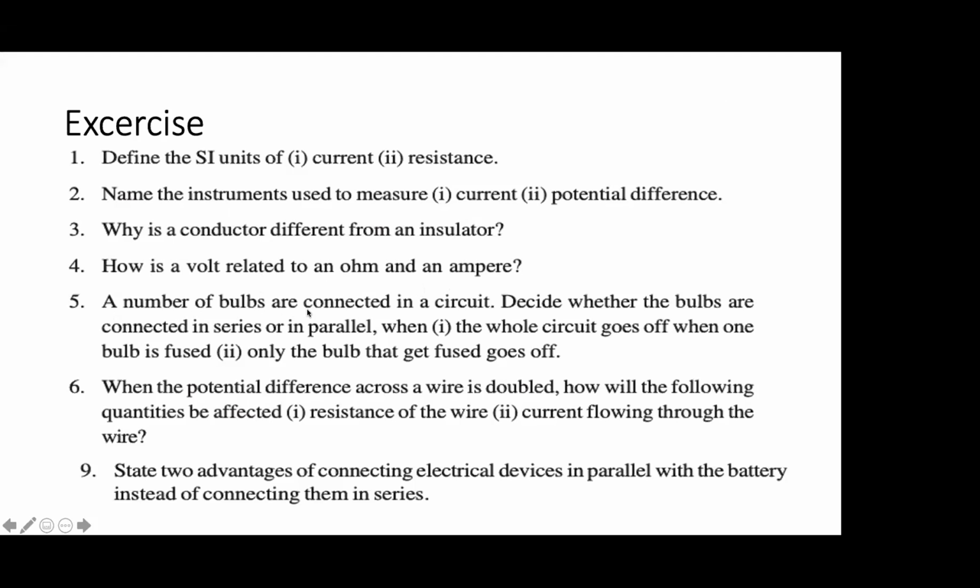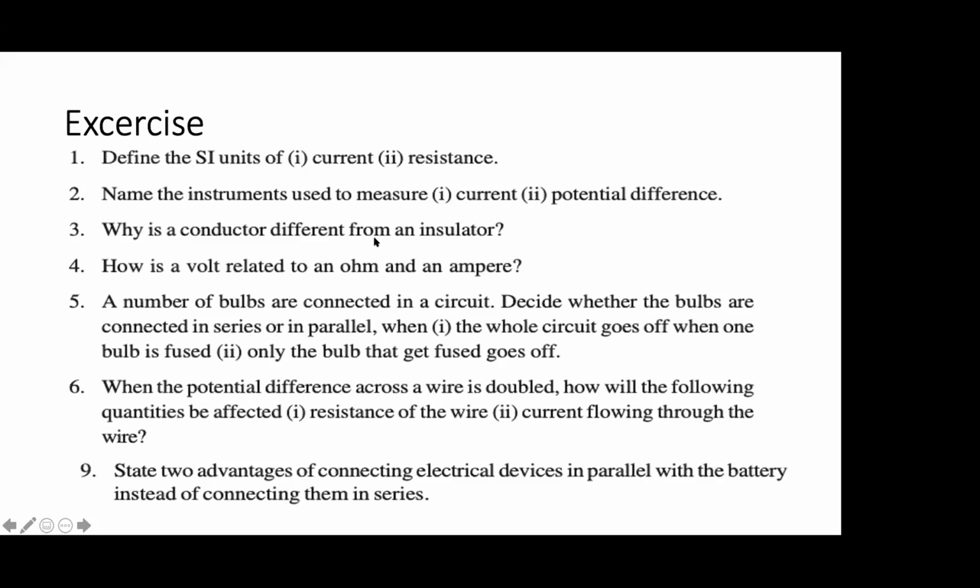A number of bulbs are connected in a circuit. Decide whether the bulbs are connected in series or in parallel. The whole circuit goes off when one bulb is fused. Abdullah, which type of connection is there? Series. First one is series, second one is parallel.